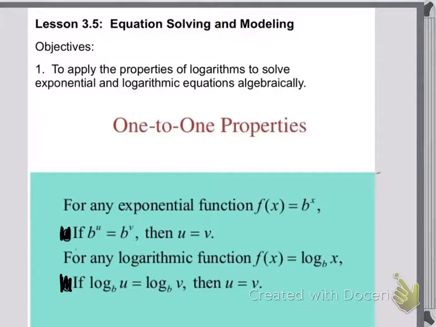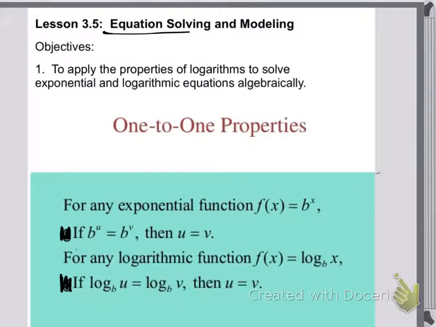Okay guys, this is lesson video 3.5 on equation solving and modeling. The objectives are to apply the properties of logarithms to solve exponential and logarithmic equations algebraically. So we are just going to focus on the equation solving portion of this lesson.